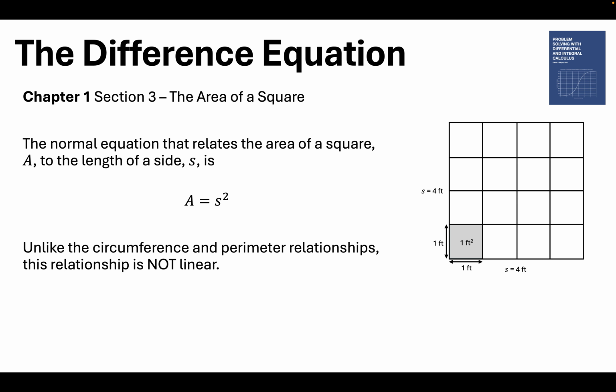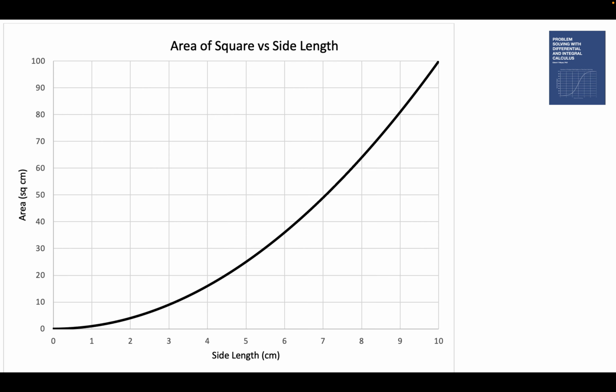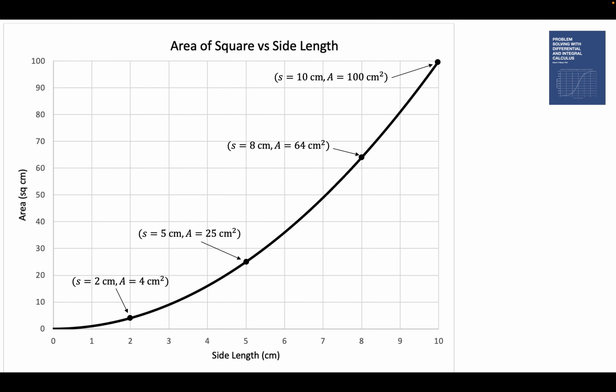Unlike the circumference and the perimeter relationships, which we dealt with in sections 1 and 2, this relationship is not linear. Perimeter is 4s, that's linear. Circumference 2 pi r, that's linear. The area of s squared, that's going to be a parabola. It's a quadratic relationship. There it is. We can plug in different side lengths and get different areas.